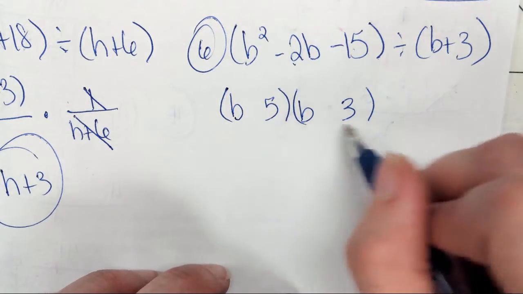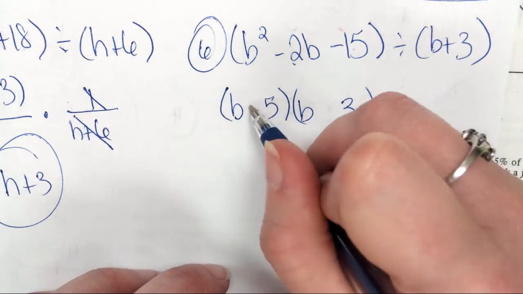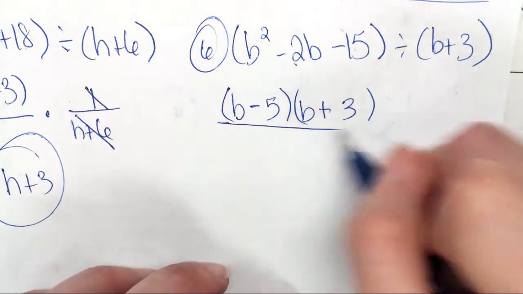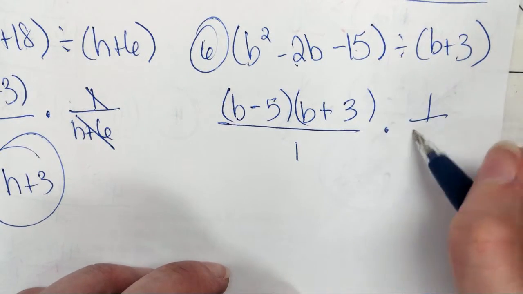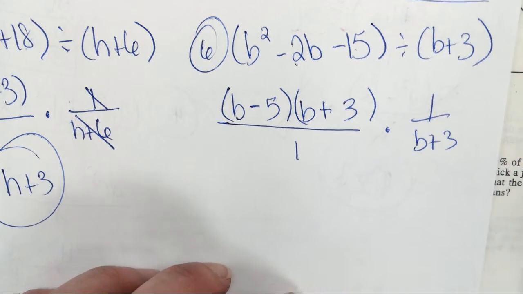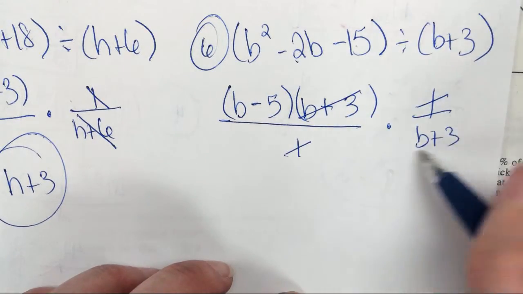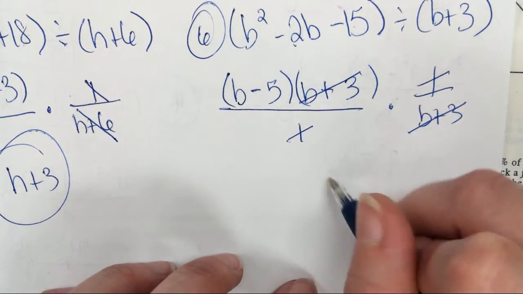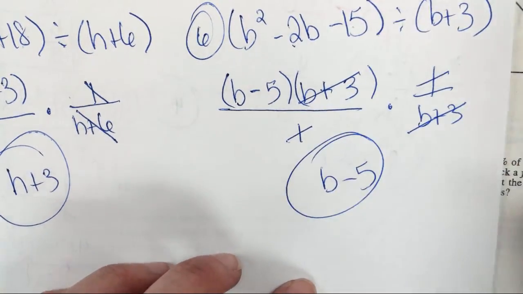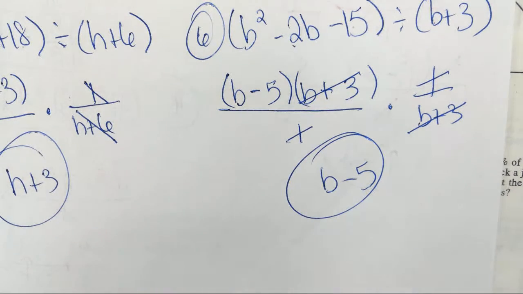So what am I saying? Negative 5 plus 3. There you go. Alright, so the 1's cancel. B plus 3. There you go. Everything but the B minus 5. There you go.